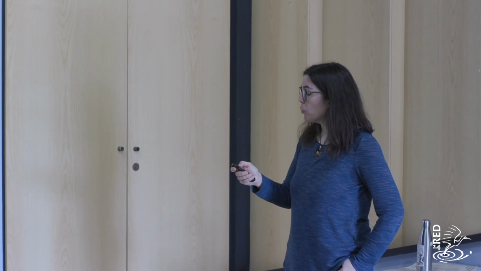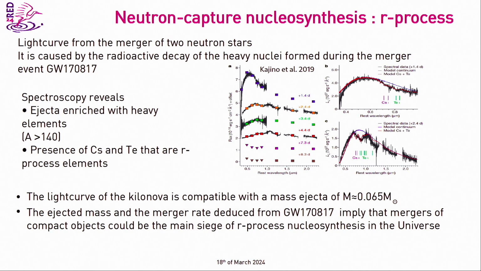For the R-process elements, I showed you that it's now probably understood as produced by the fusion of neutron stars. How do we know it? So for this gravitational wave event in 2017, all the optical telescopes were pointed to the region, and the optical counterpart was observed. It was what we call a kilonova. And what was observed were these spectra.